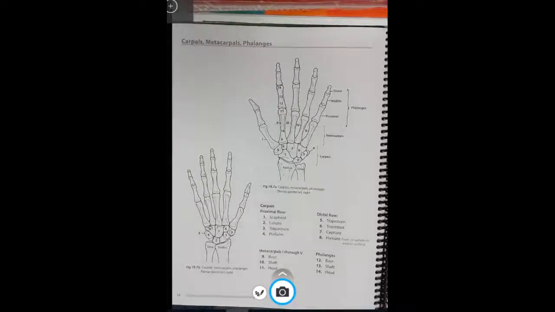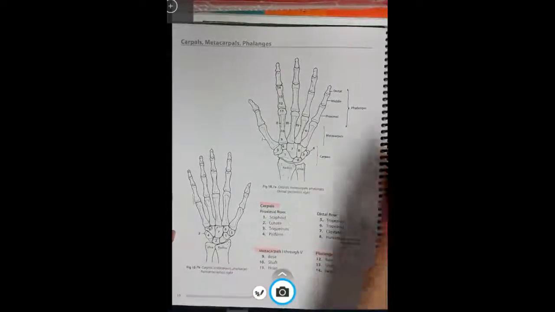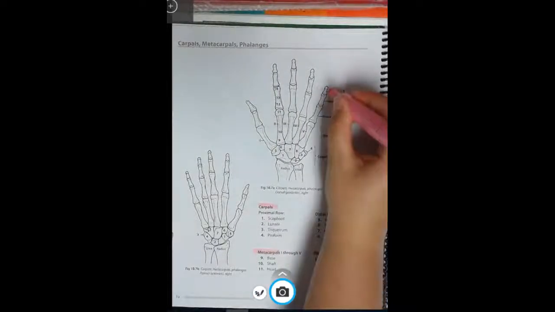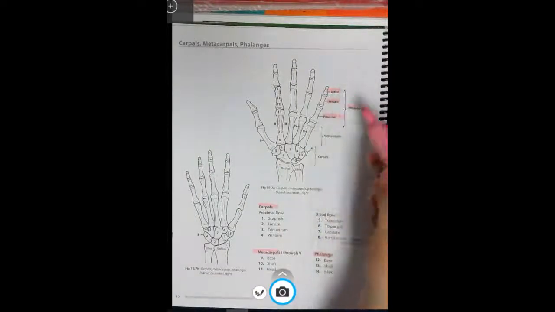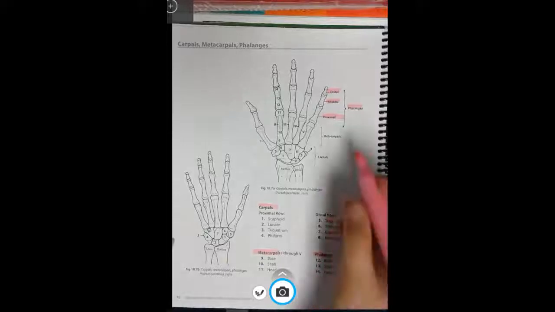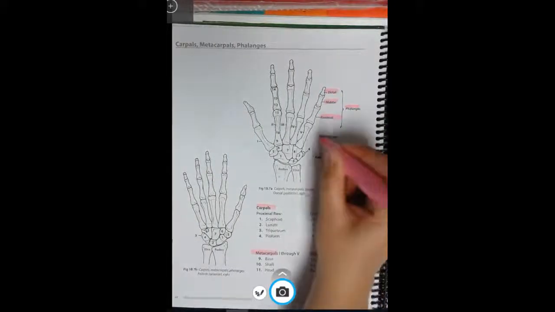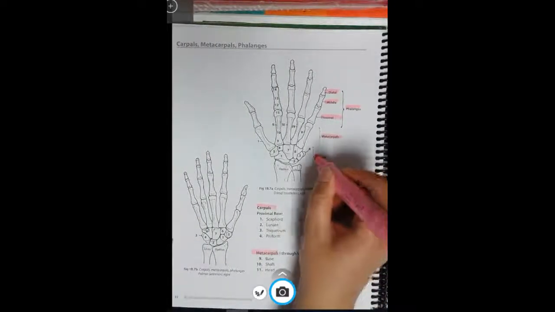Okay, so now we're going to go on to the wrist and hand. For your bones here, we have carpals, metacarpals, and phalanges. You can also see that here we divide them into distal, middle, proximal. Distal is furthest away, proximal is closest to your wrist. Those are your phalanges, then we have metacarpals, and then we have the carpals.